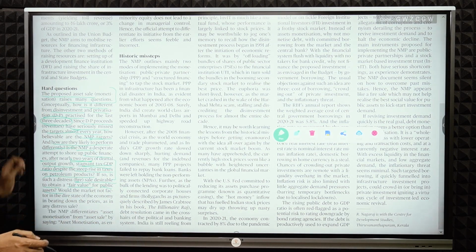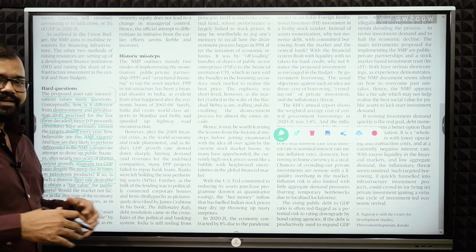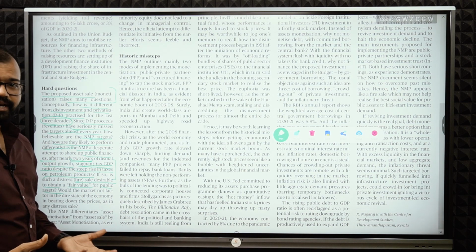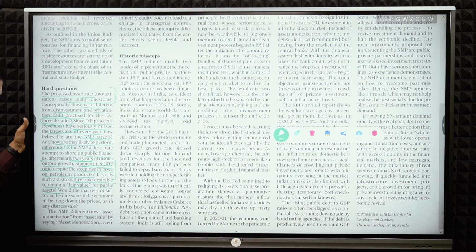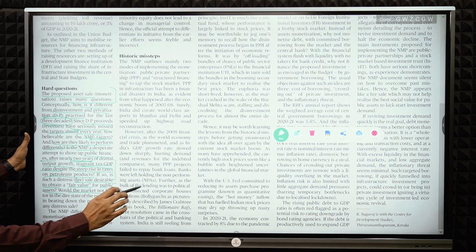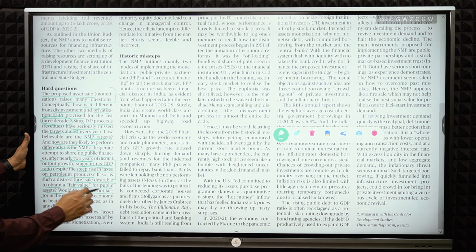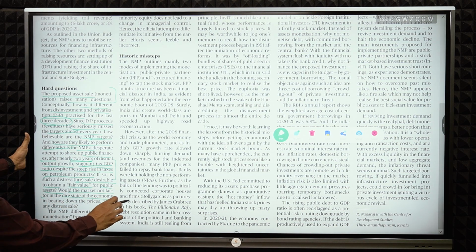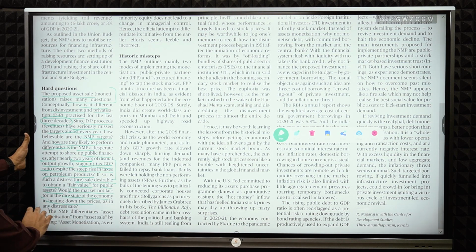The same is happening here, because if the government is saying that we are selling infrastructure, we are monetizing it, then we will not get fair value. The same is the case with Air India as well. So the next line is, would the market not facilitate the dire state of the economy, beating down the prices as in any distress sale? So distress sale is simple.